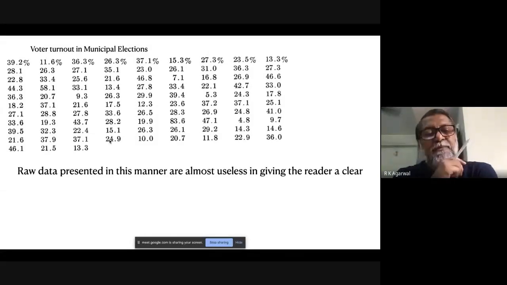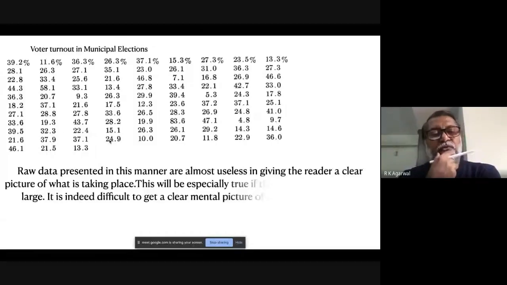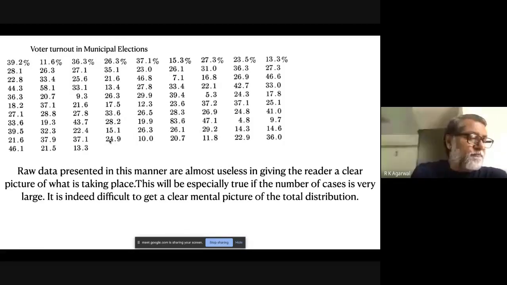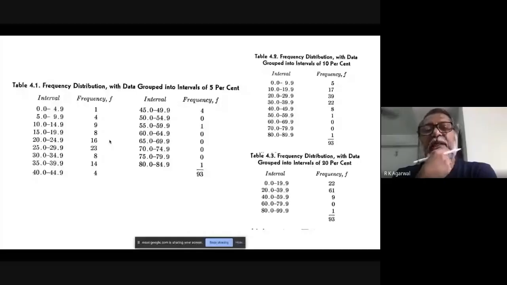So raw data presented in this manner are almost useless in giving the reader a clear picture of what is taking place. This will be especially true if the number of cases is very large. For example, in this case, it is very difficult to get a clear mental picture of the total distribution. So what do we do? We try to arrange them in terms of frequency distribution.